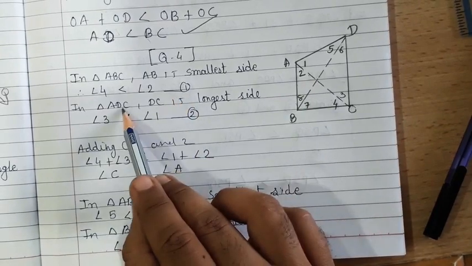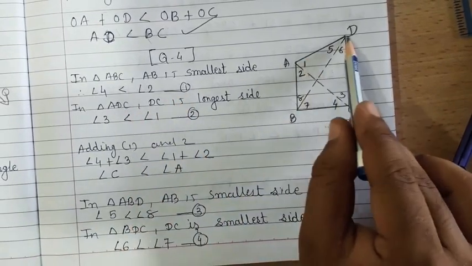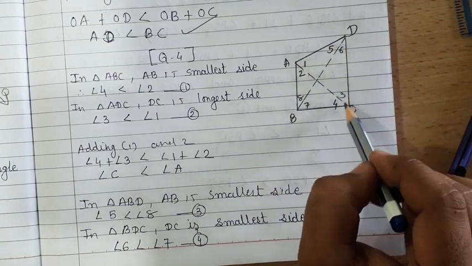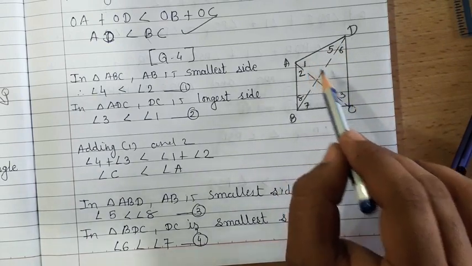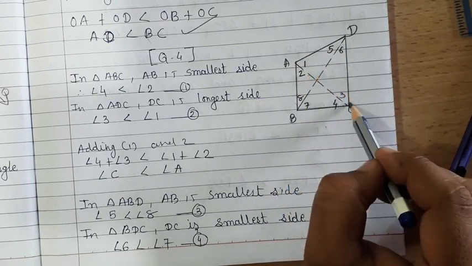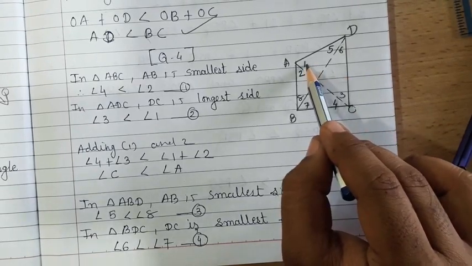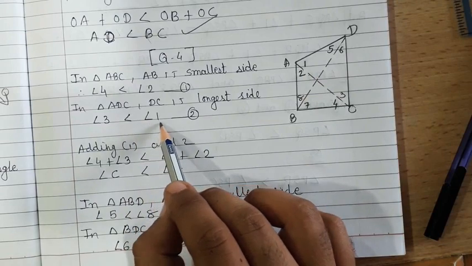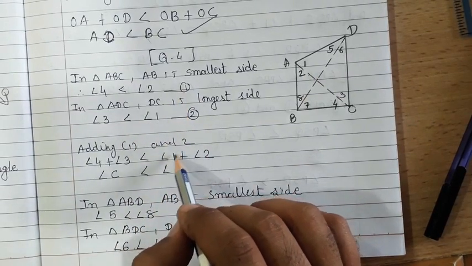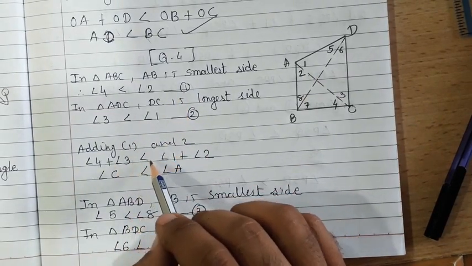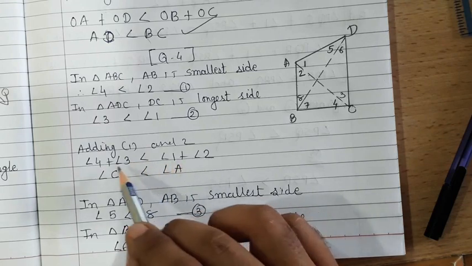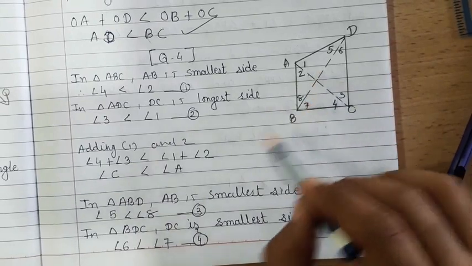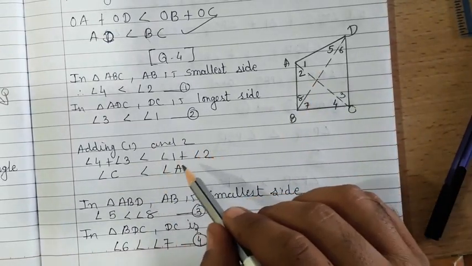Equation number 1. In triangle ADC, DC is the longest side. So comparing angle 3 and angle 1, the angle opposite the longest side is angle 1. So angle 1 is larger than angle 3. If we add equation 1 and 2, 4 plus 3 is less than 1 plus 2. So 4 plus 3 is equal to angle C, and 1 plus 2 is equal to angle A. So angle C is less than angle A.